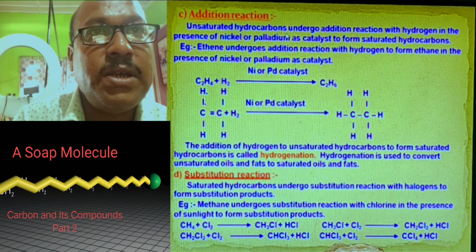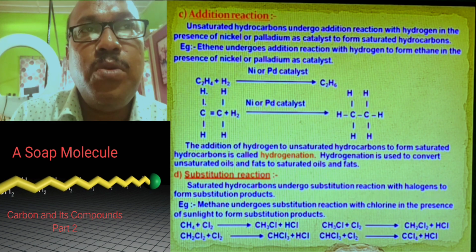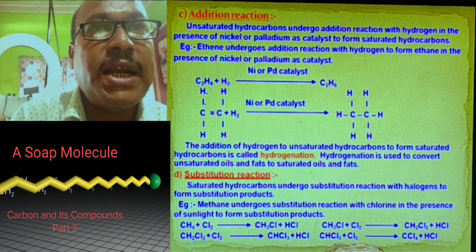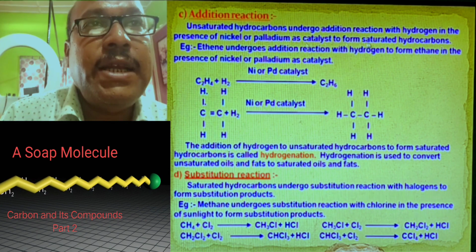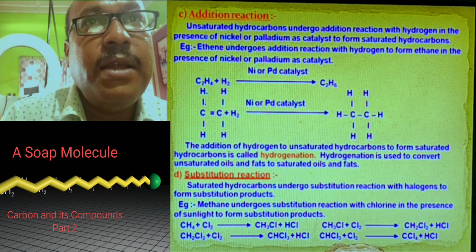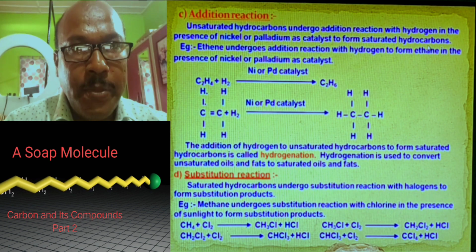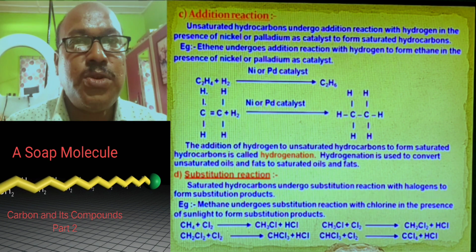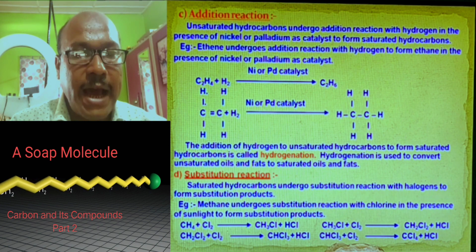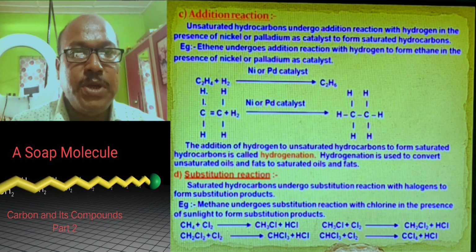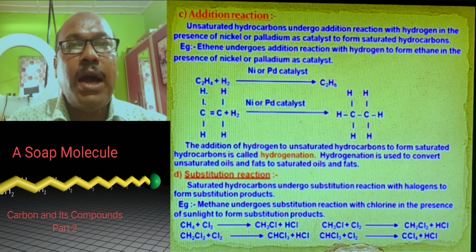This is very important. Now, unsaturated hydrocarbons undergo addition reaction with hydrogen in presence of certain catalysts like nickel catalyst or palladium catalyst, and in that way unsaturated hydrocarbons convert to saturated hydrocarbons. Now, you should know one thing, that unsaturated hydrocarbons always have a double bond or triple bond between two adjacent carbon atoms. That is why they can add more hydrogen atoms.